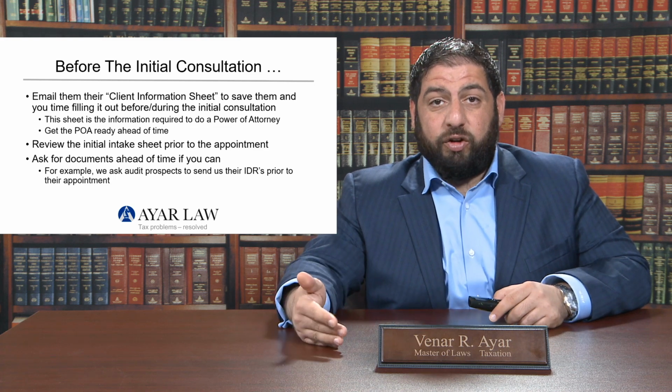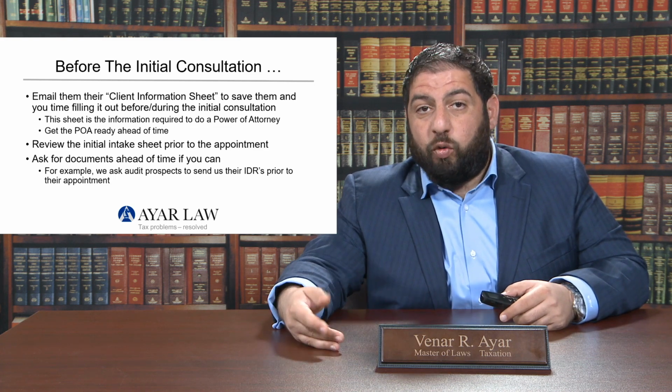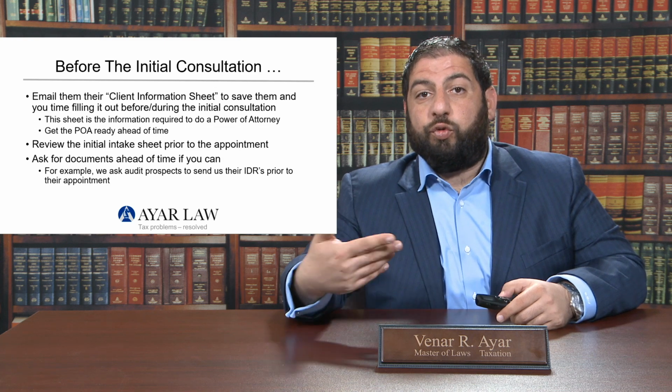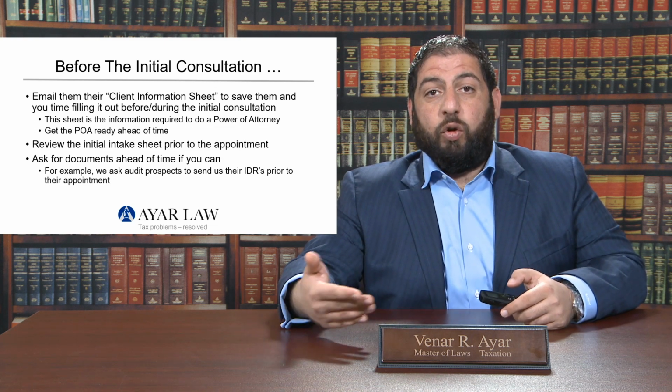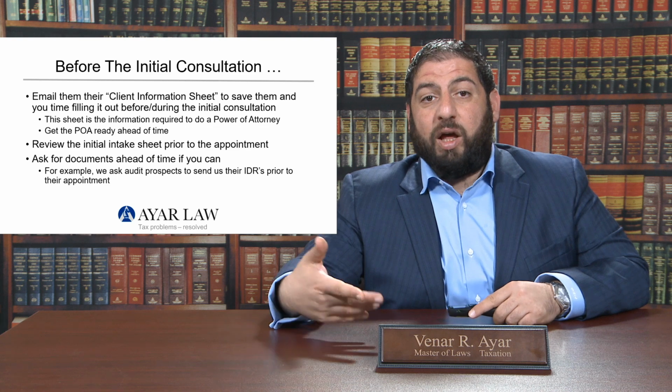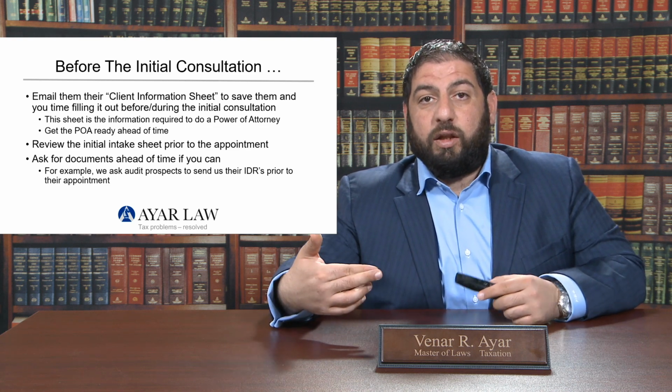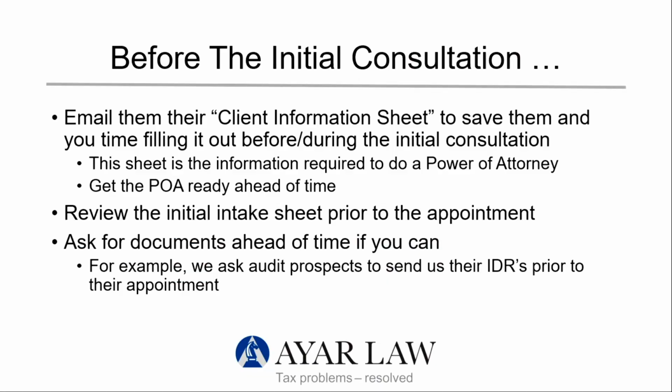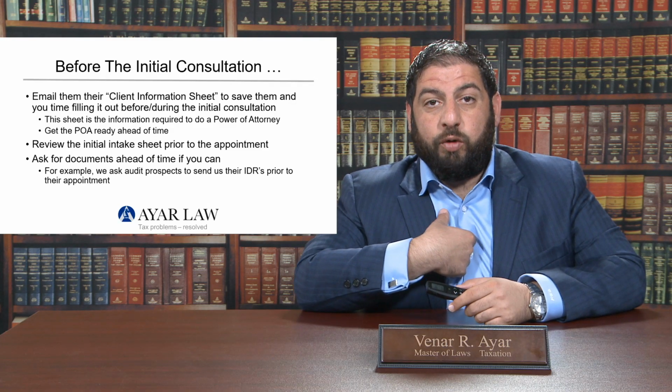Then, after you go through the initial intake, let's assume they qualify, and let's assume that you scheduled a consultation, or if you're going to move on with the consultation on the spot, before the consultation, I like to email them the client information sheet ahead of time. The client information sheet is basically more detailed personal information about the client: street address, social security number, date of birth, basically the information that you will need to fill out a power of attorney if they like to hire you. I like to have the powers of attorney pre-done when they come in.